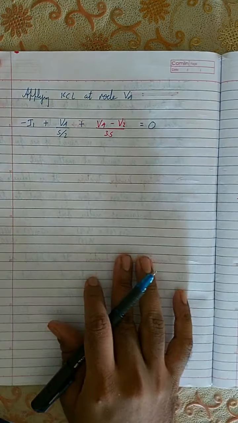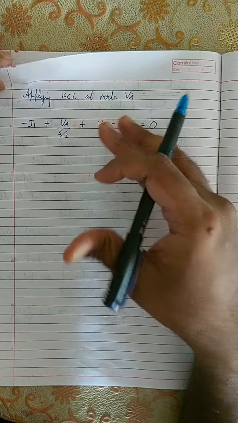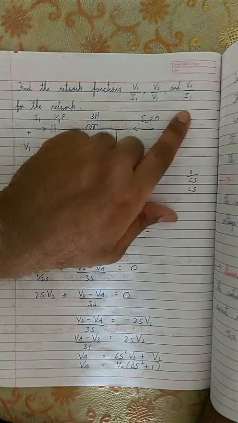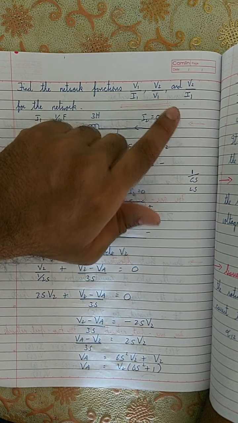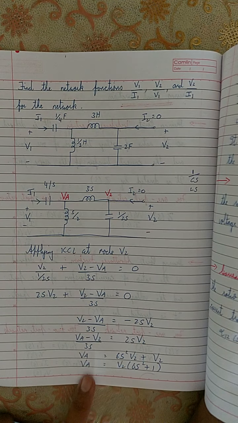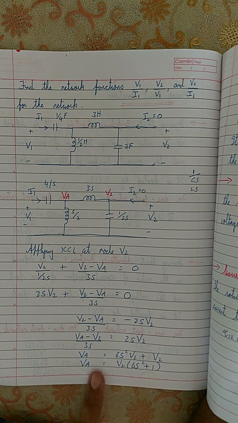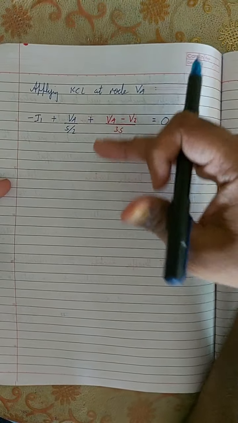Okay, so basically what you are trying to do is use these network functions. You're trying to find these network functions. The only way of doing this is by substitution. That is, you have already found the equation for VA, so you're going to substitute the equation for VA in this equation, and then solve it.